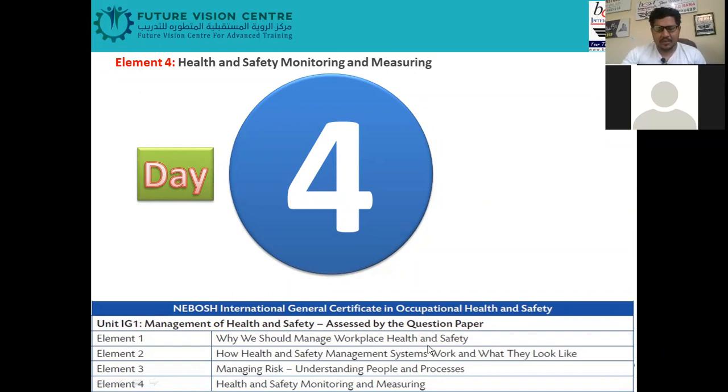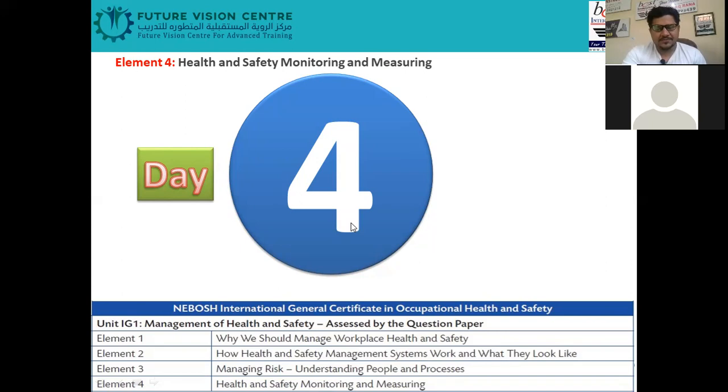especially the people and the processes, and most importantly, the risk assessment. And today we have health and safety monitoring and measuring. That means the system was established, the system was implemented, even being followed, but now we truly have to monitor and measure.